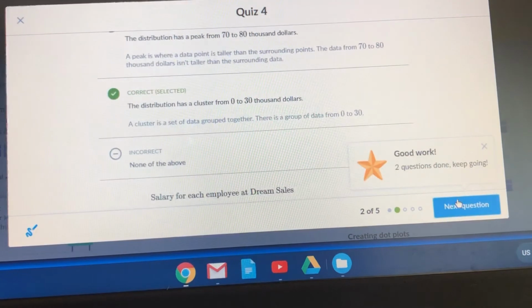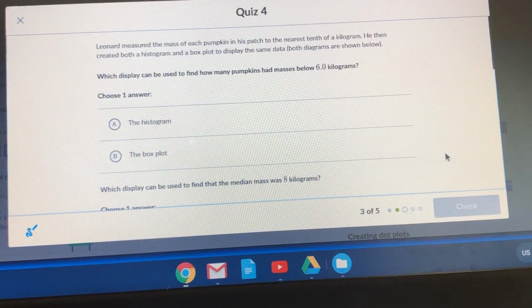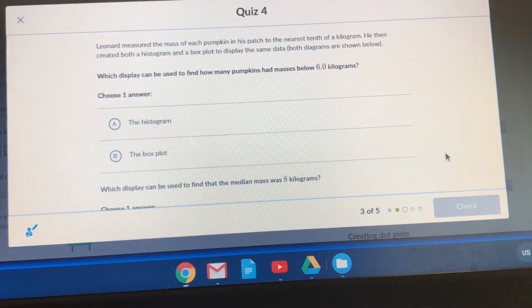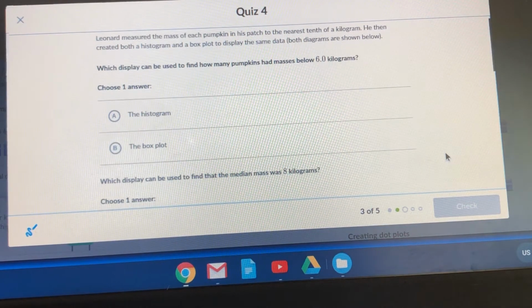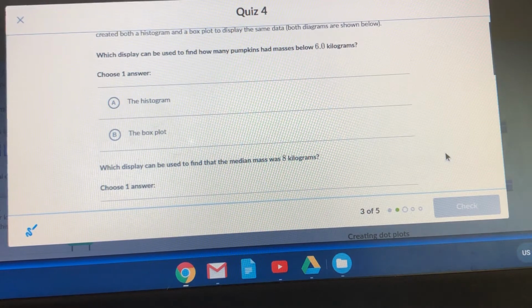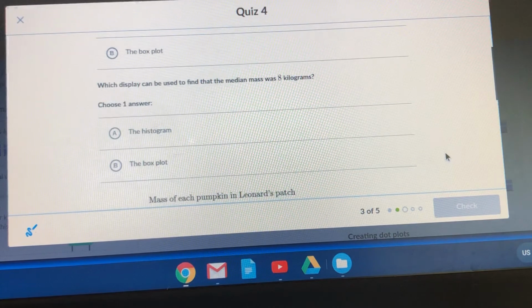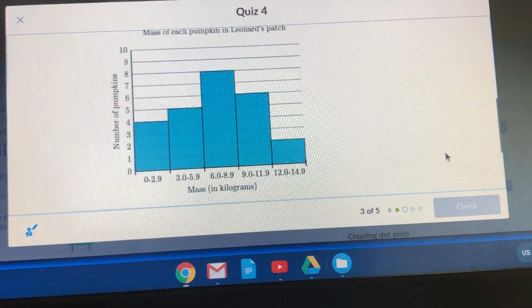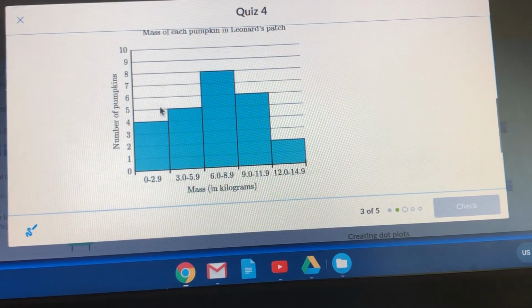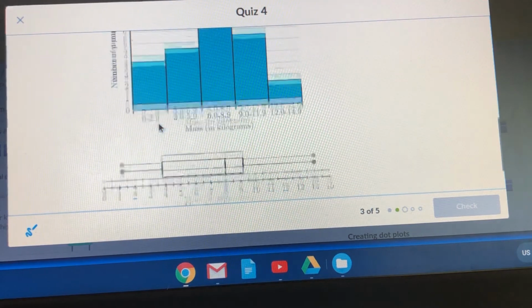All right, Leonard measured the mass of each pumpkin in his patch to the nearest tenth of a kilogram. He then created both a histogram and a box plot to show the same data. Both diagrams are here below. Which display could be used to find how many pumpkins had masses below 6 kilograms? So below 6, this is showing below 6. This has 5 and this has 4, so it would be 9 pumpkins that are below 6.